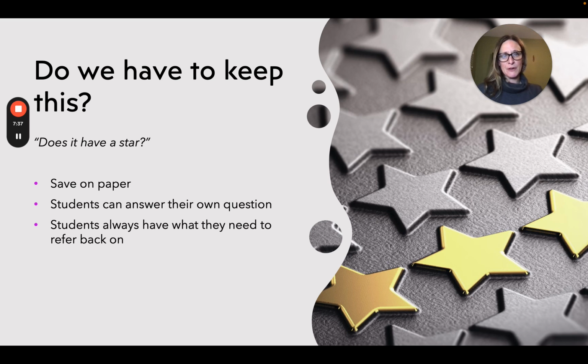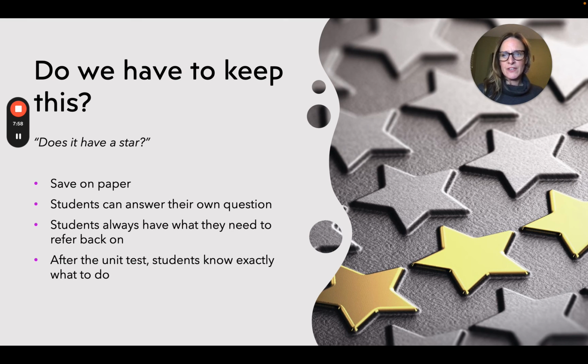Now, by that same token, sometimes in the upper levels, a few of the handouts become really, really simple. And they'll say, Madame, can we get rid of this? Yeah, for sure. There are some things that are just so rote and so ingrained by the upper levels, no need to keep the handout.